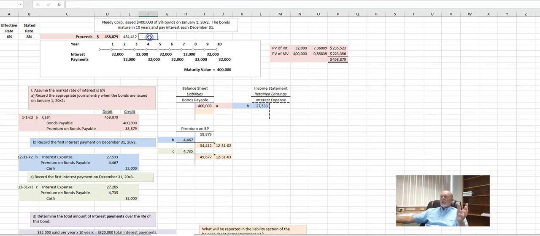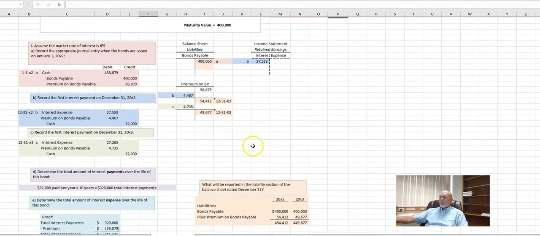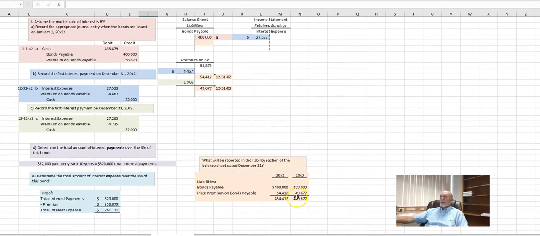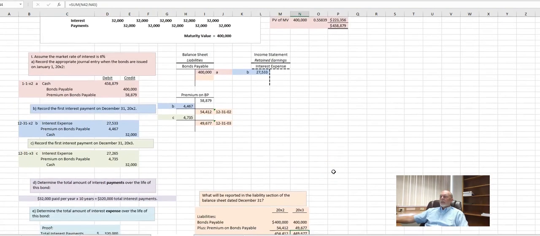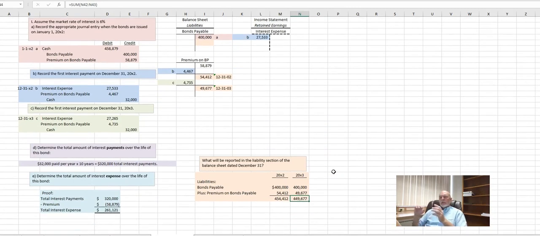At the end of that second year, the new carrying value is the 400 plus the remaining premium. So again, you can see that the carrying value is gradually coming down. That carrying value is what is reported on the balance sheet at the end of each year. And remember, that is the present value of the remaining contract, discounted at that original effective rate of interest, the rate that was effective when the bonds were issued.